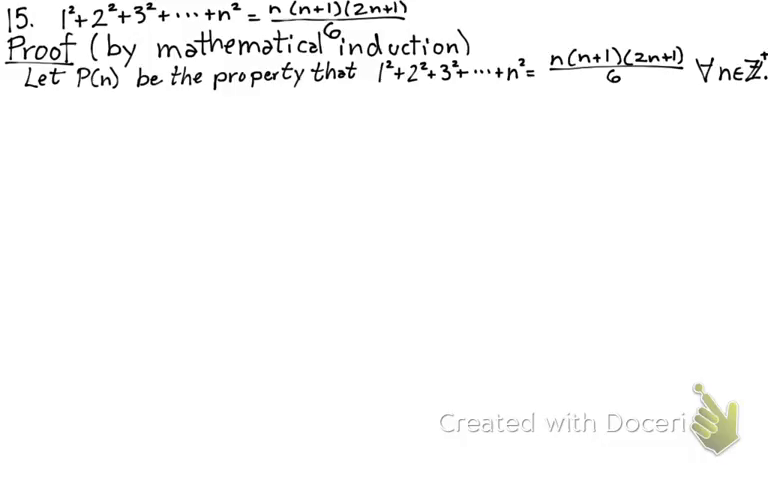Now we need our basis step, so we say show. What value does n take for our basis step in this case? What is our first value of n? 1. That's right, 1. So we need to show that P of 1 is true.